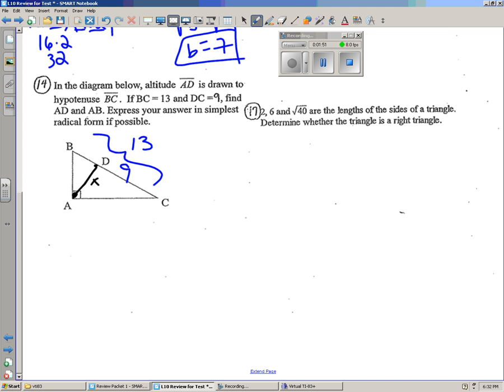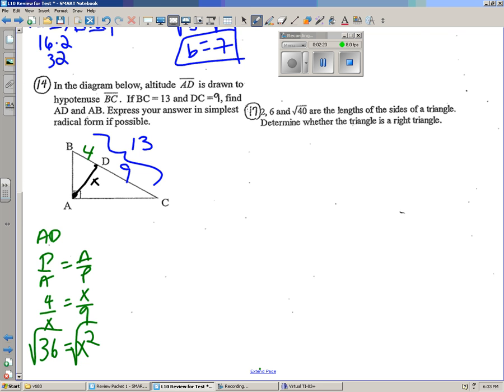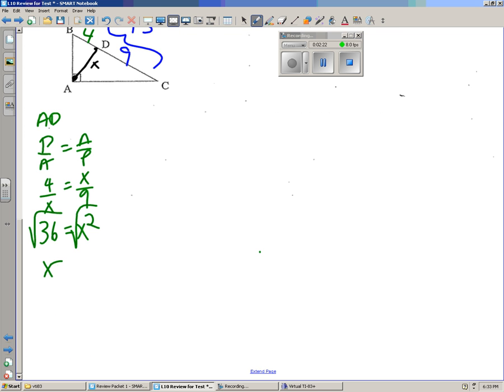If we want to find the altitude, we try to use PAP, which we can here. We just have to be clever enough to realize that 13 minus 9 is 4 will give us the other projection. So for AD, we're going to use PAP. Projection 4 over altitude x equals same altitude x over different projection 9. 4 times 9 is 36, so we get 36 is x squared. Taking the square root, x is 6. So AD is 6.